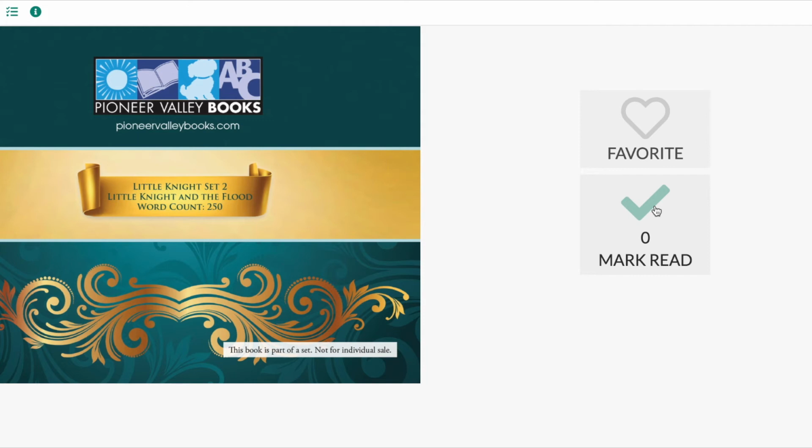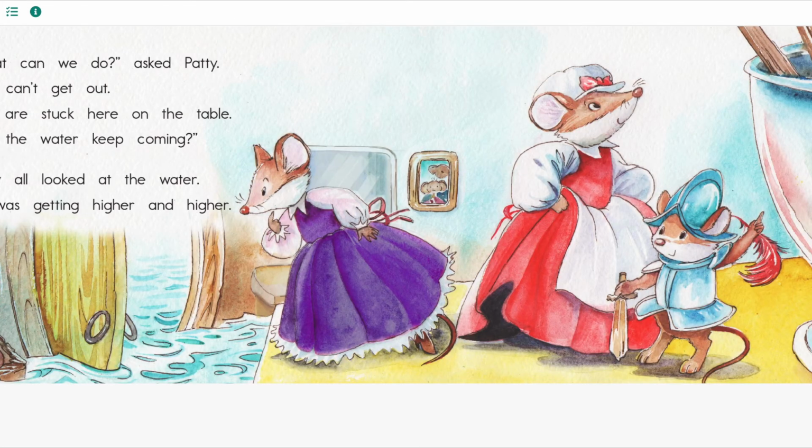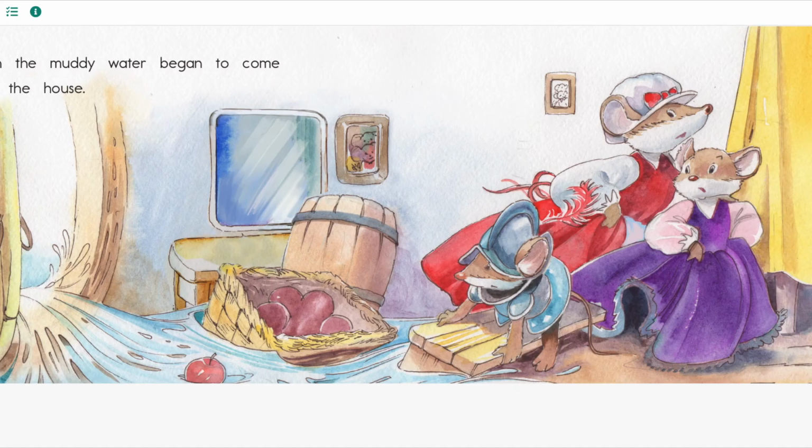So what did Little Knight, Mother Mouse, and Patty do when the river began flooding? What did they do? Do you remember? Let's go back and see. What did they do when the river began flooding?